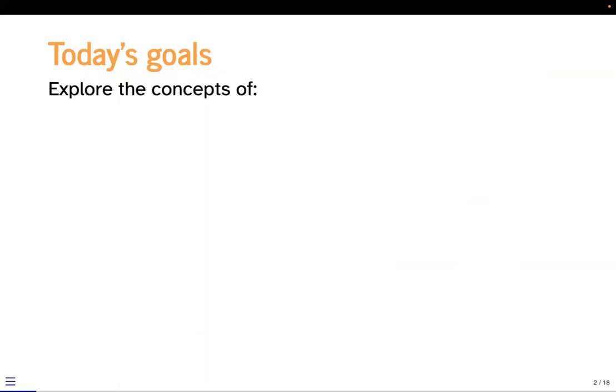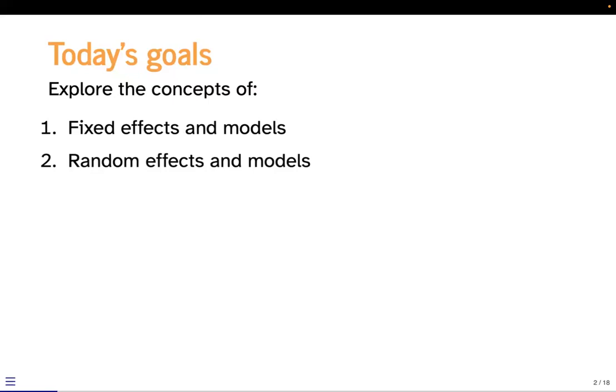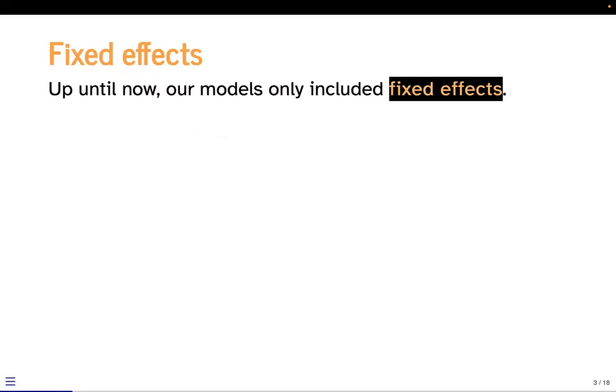Okay, so in this lecture, we want to explore the concept of fixed effects and fixed models, random effects and random models, and also mixed effect models. We're going to talk about those concepts, what they are, some examples, and so on. All right, so starting off with fixed effects. This is the most common thing that you're going to use. Normally, your models are going to have at least a fixed effect part of it. So everything that we worked on until now were fixed effect models because they only had fixed effect terms in them.